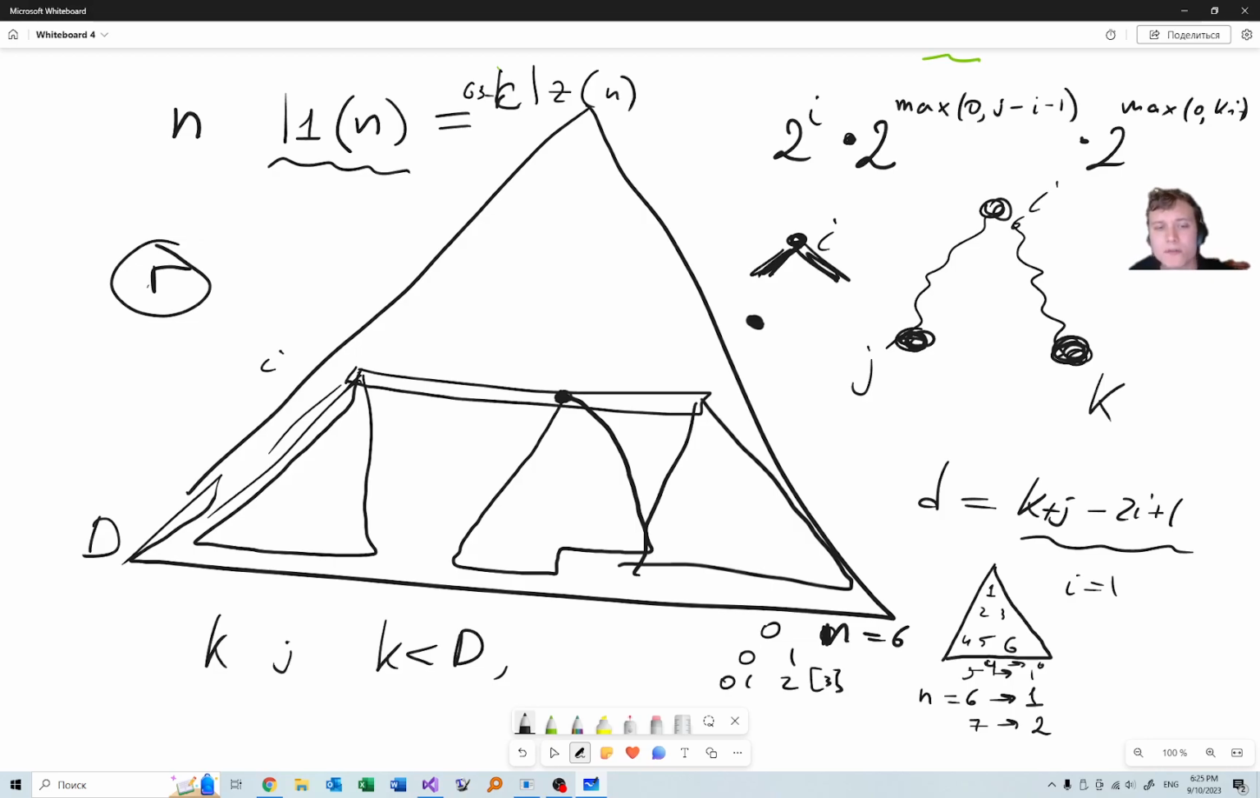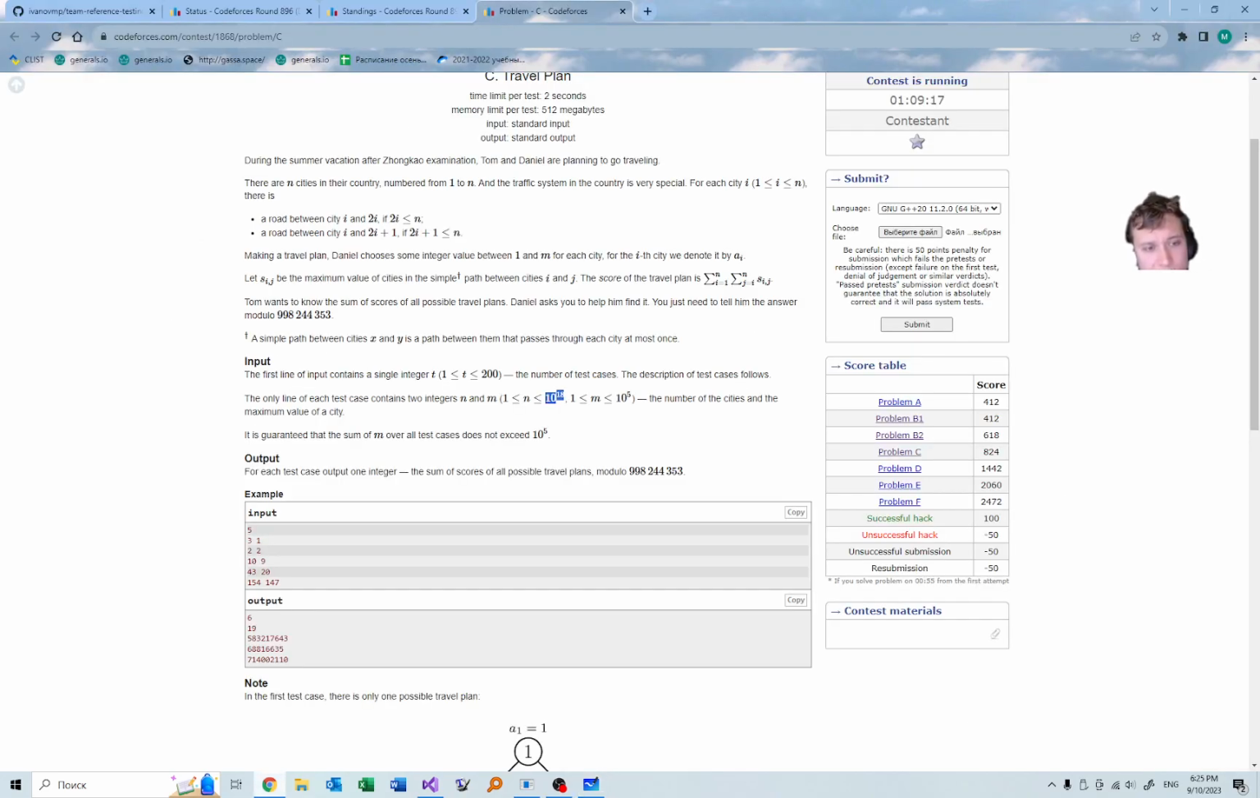And also I think we need to calculate the number of vertices in this bottom layer. Oh, this is so sick. Are there counter tests for this? Yes, I think there are.